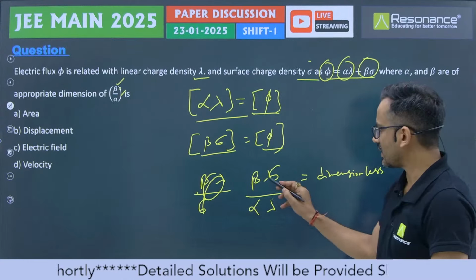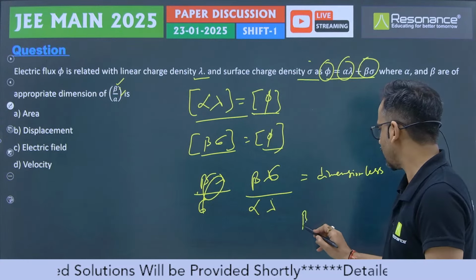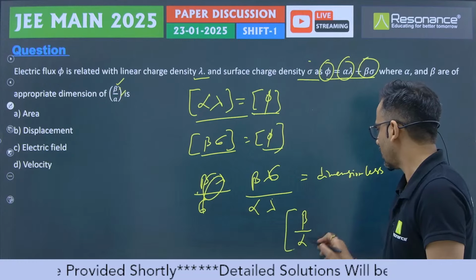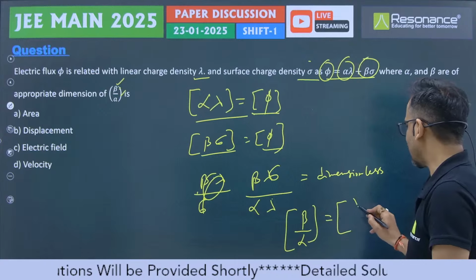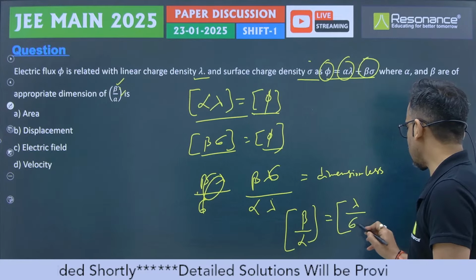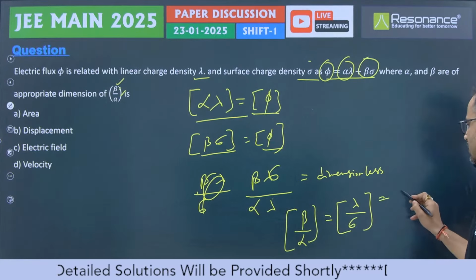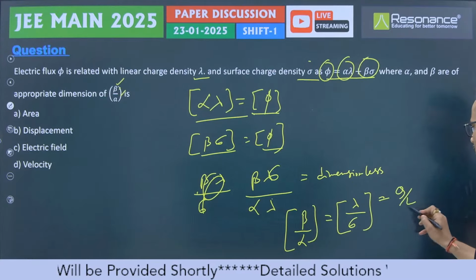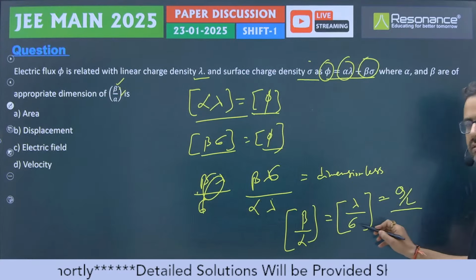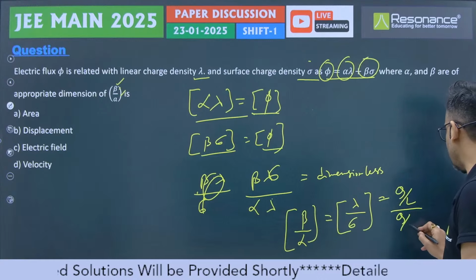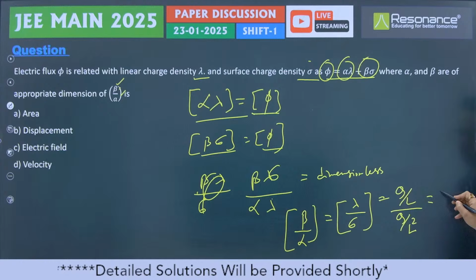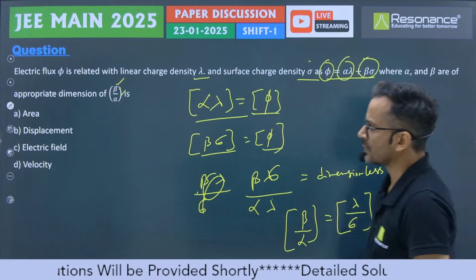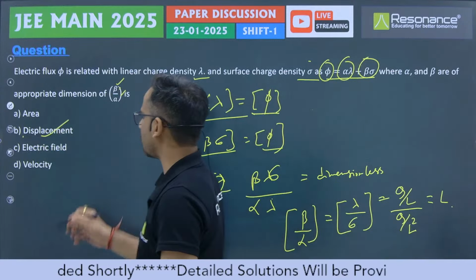For this to be dimensionless, the dimension of beta upon alpha should be equal to the dimension of the reciprocal of this thing, that is lambda upon sigma. Lambda is charge per unit length, and sigma is charge per unit area, whose dimension will be L square. So after cancelling, we get L. So this will be equal to the displacement part.